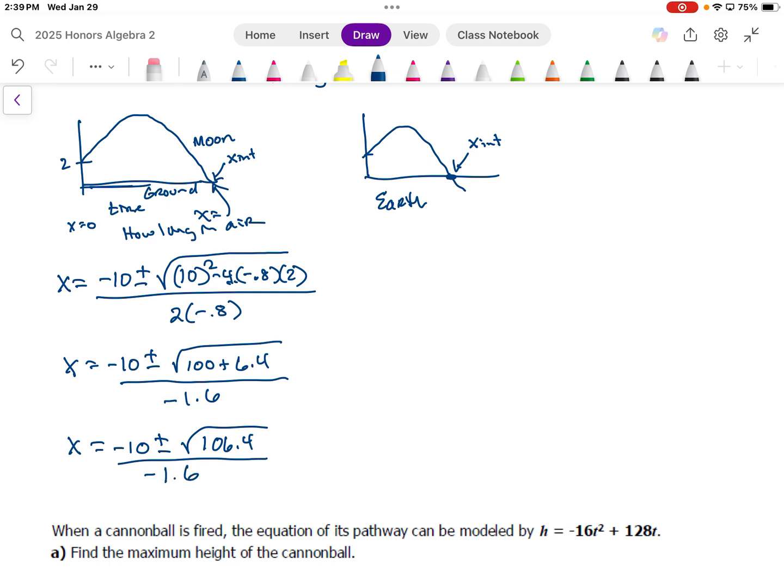All right, so I got 2 answers. I got to do negative 10 plus that square root, and I got to do it again with the minus between it. So this is when I got to go to a calculator. Oops, I said minus and I put a plus. Minus, there we go. All right, split screen. Let's go to the calculator.